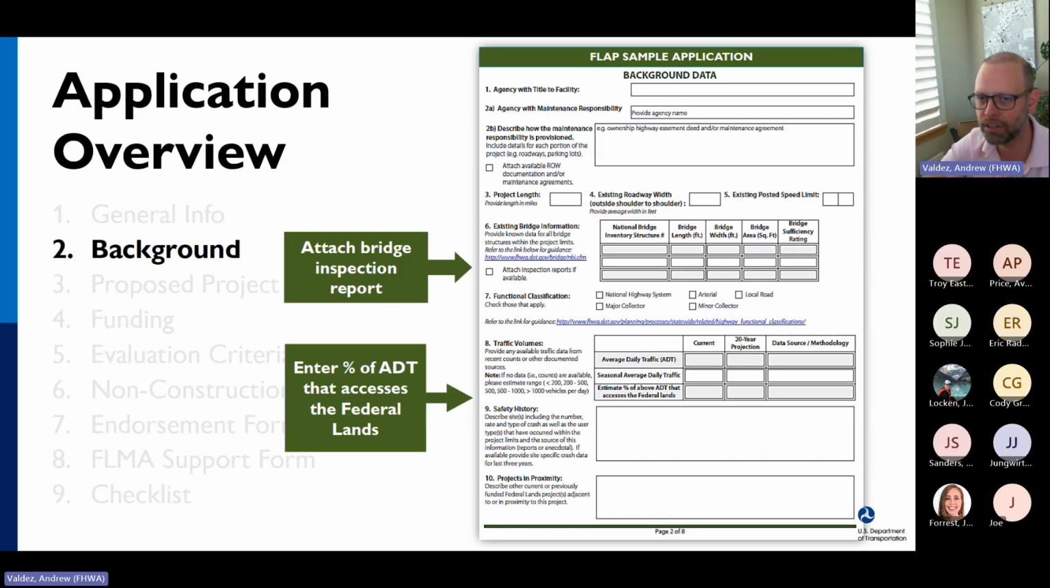The first few pages here are just background data on you as the applicant and the project. So you're the agency with ownership and maintenance responsibility, project length, other data inputs like traffic counts. You should be able to get some of that data from SDDOT. If you don't have exact numbers, estimates are totally okay. And this is also where you would estimate the percentage of daily traffic that's accessing the federal land.